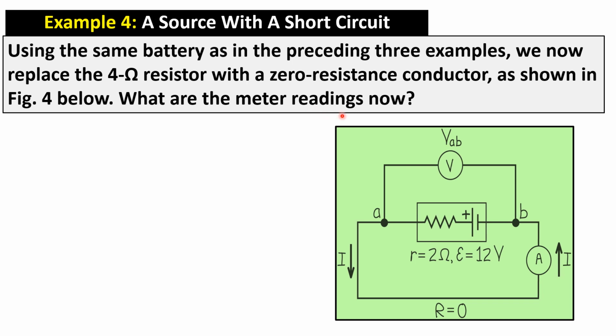Again, what are the meter readings in the voltmeter as well as in the ammeter? Earlier, the big R had a certain value, but this time there's no more resistor. It's equal to 0. In short, it's only a bare conducting wire that's connected to the battery. And here's the ammeter. Remember, the ammeter has almost 0 resistance.